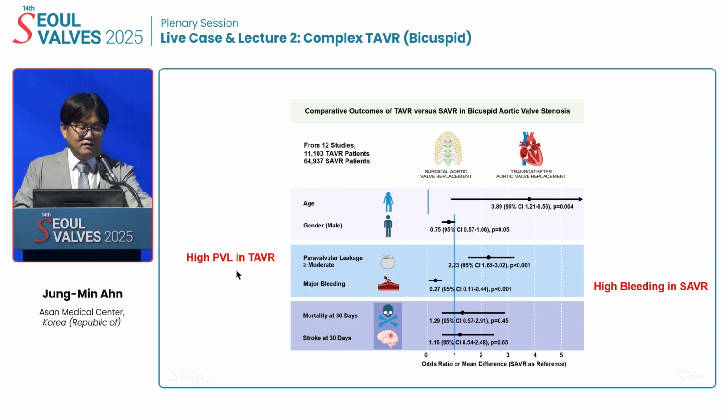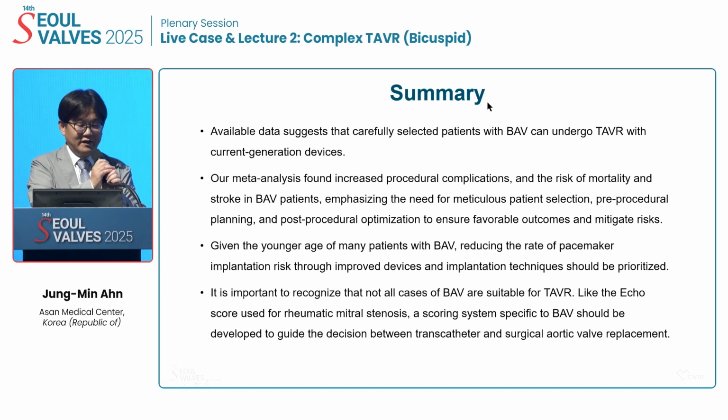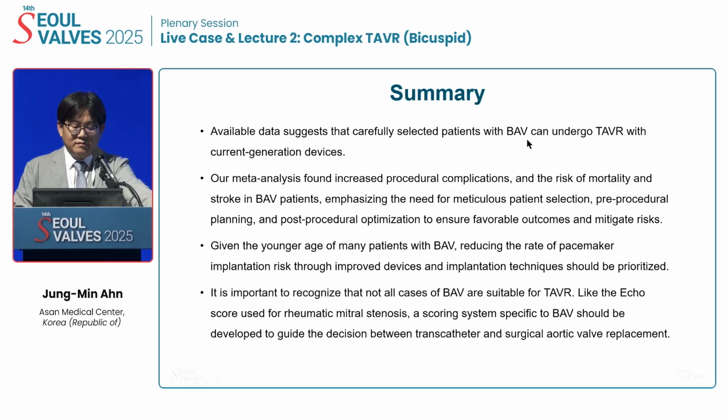High PVL in TAVR population, high bleeding risk in the SAVR population. So this is my summary. Available data suggested that carefully selected patients with bicuspid aortic valve can do TAVR with the current generation device.